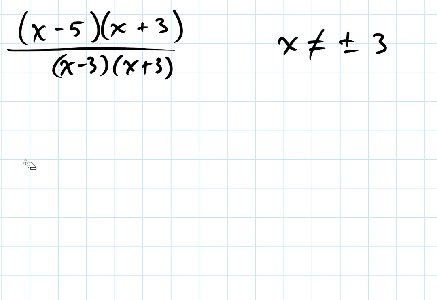And go ahead and eliminate the common factor, and my simplified difference then is x plus 5 over x minus 3. Done.